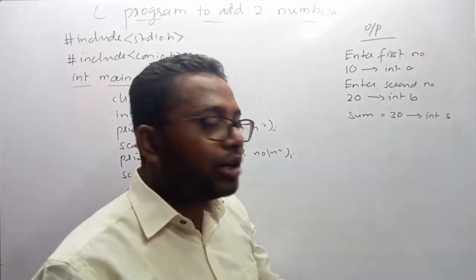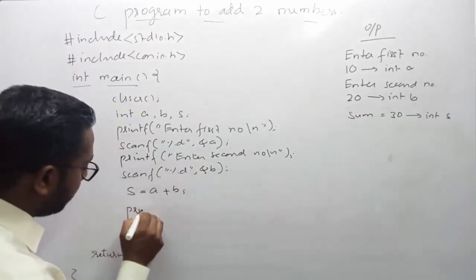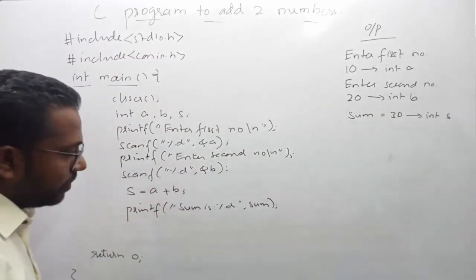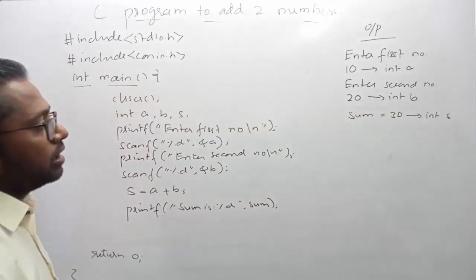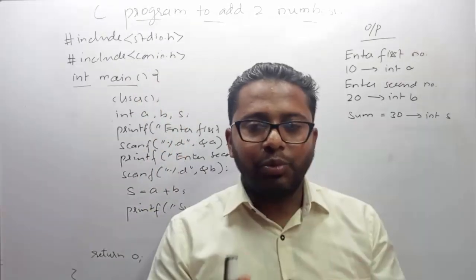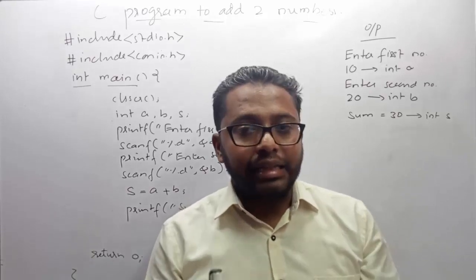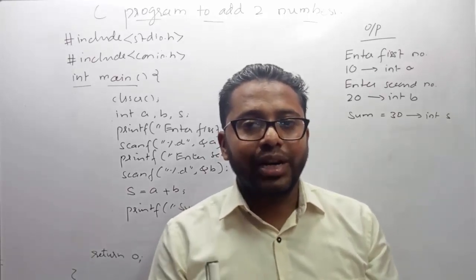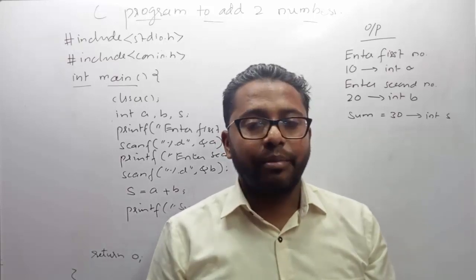Now we just need to print this value of sum using printf. Okay. When this program gets executed, it will display the output: sum is 30. I hope you guys have understood how to write a simple C program for adding two numbers. In this simple C program, I have tried to make you understand the fundamental concepts of the C programming language.